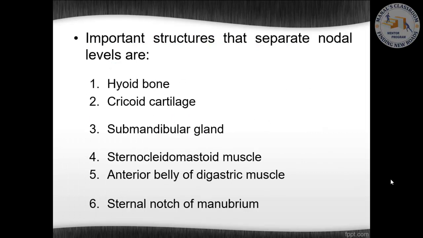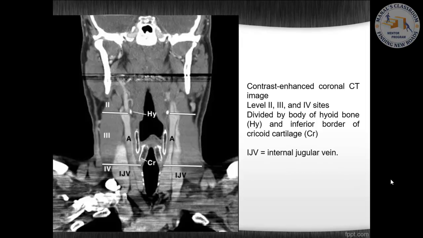Before doing the leveling, you have to know the important structures that separate the nodal levels. So you have to figure out their anatomy. The hyoid bone, the cricoid cartilage, submandibular gland, sternocleidomastoid muscle, anterior belly of the digastric muscle, and the sternal notch of the manubrium. This is a coronal CT image, okay? We are figuring the levels of 2, 3, and 4. Those are along the internal jugular vein. So we have to figure out the internal jugular vein. Then we have to search for the lymph nodes along this pathway.